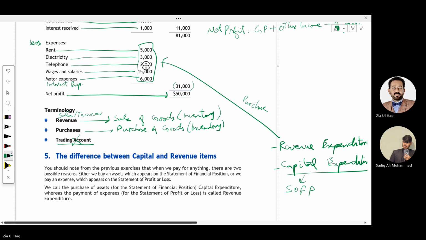So you should note that from the previous exercise, when we pay for anything, there are two possible reasons. Either we buy an asset, meaning capital expenditure, which appears on the statement of financial position, meaning balance sheet, or we pay an expense which appears on the profit and loss account. We call the purchase of asset for the statement of financial position capital expenditure, whereas the payment of expenses for profit and loss account will be called revenue expenditure. So we can differentiate between revenue and capital expenditure.